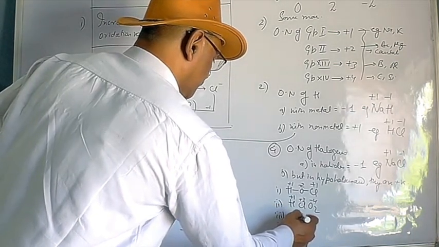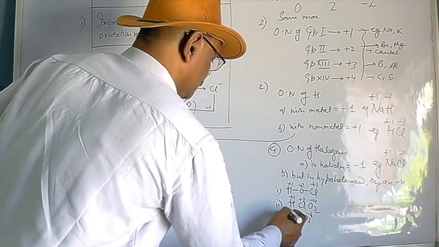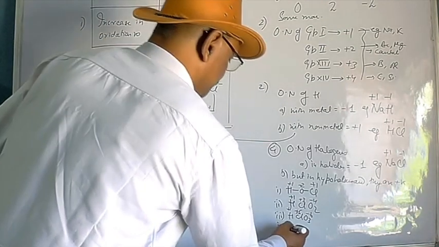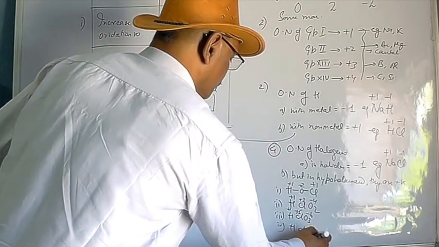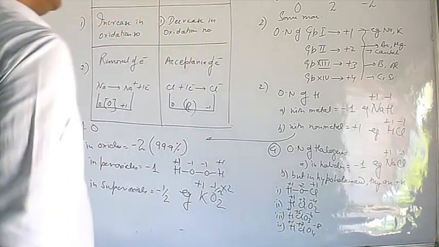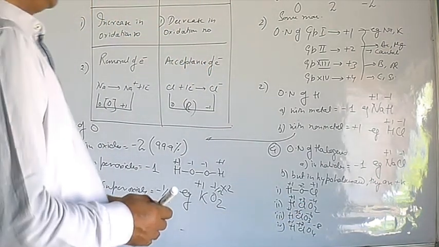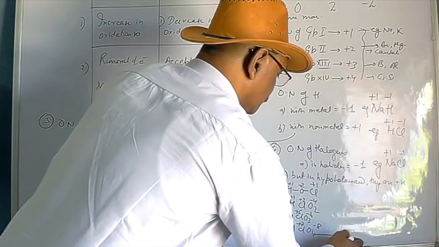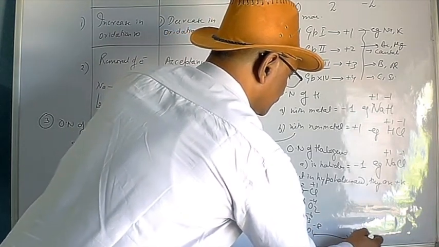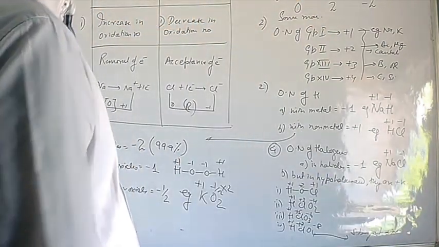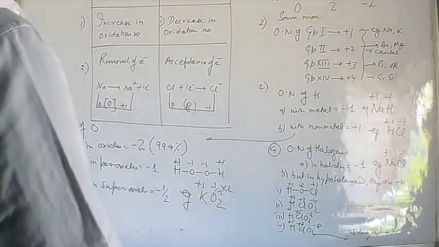Similarly, HClO3: oxygen is minus 6, hydrogen plus 1, then chlorine is obviously plus 5. And for HClO4: oxygen is minus 8, hydrogen plus 1, then chlorine is found to be plus 7. So class, we find that in these acids, halogens are always positive. Class, this HClO4 is the strongest acid, even stronger than sulfuric acid, nitric acid and hydrochloric acid.